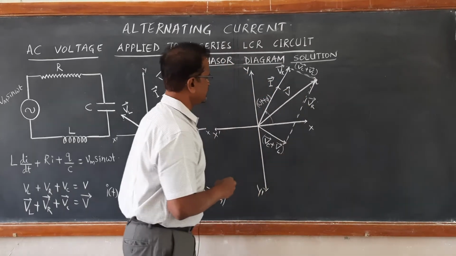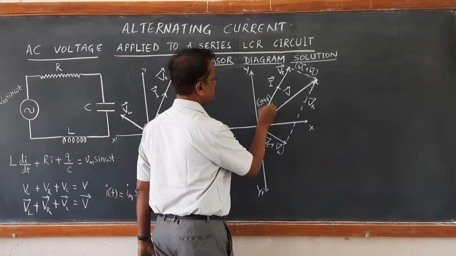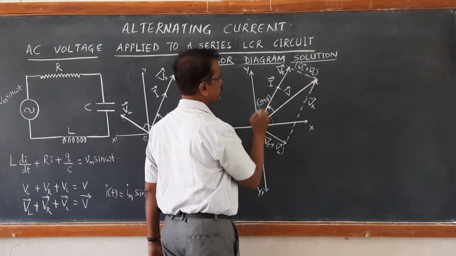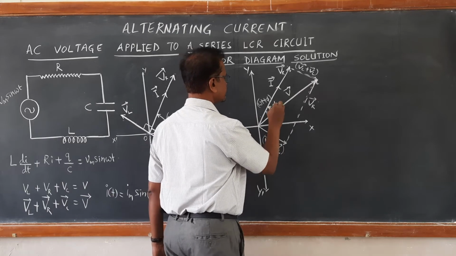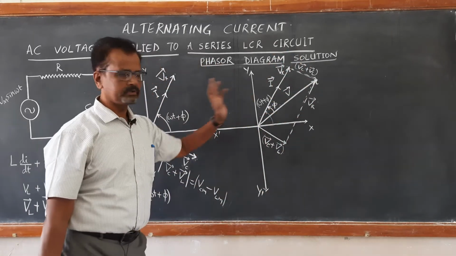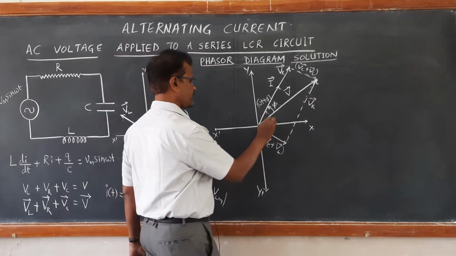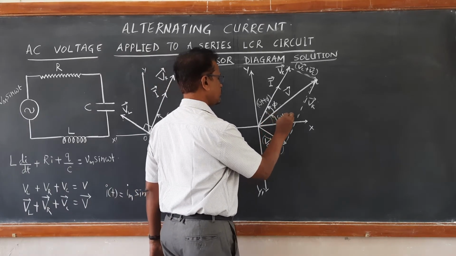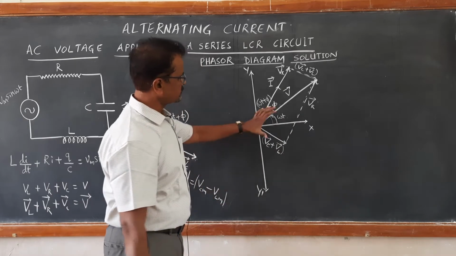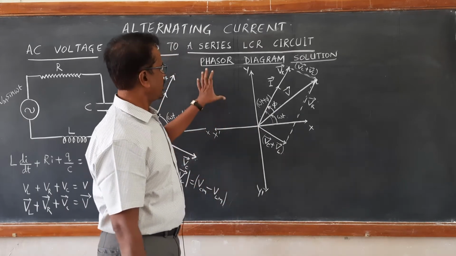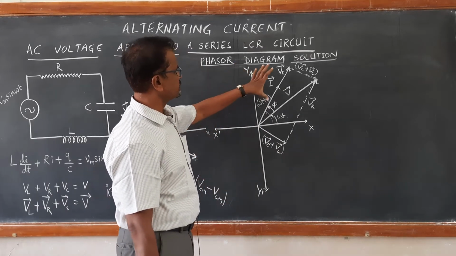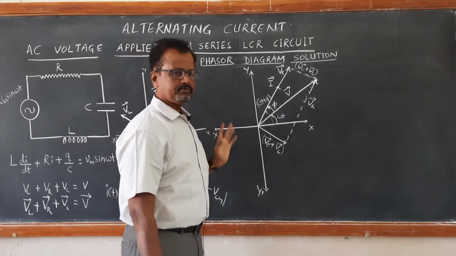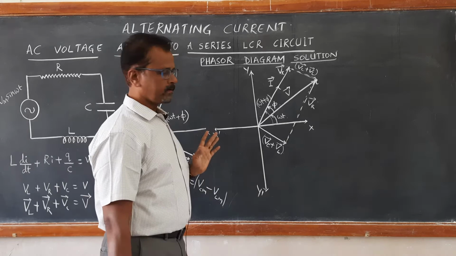And you can see here the angle between the current I and the voltage V is going to be phi. This angle we want to find out, and definitely this will be omega t. So this is the phasor representation, and using this resultant phasor diagram we can find out the value of phase phi.